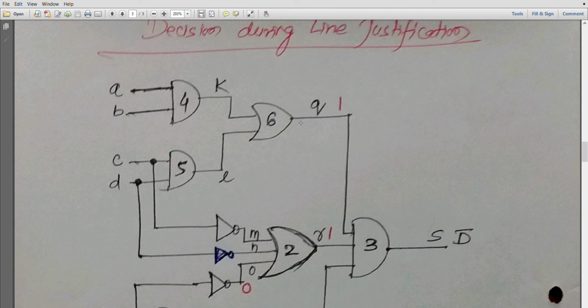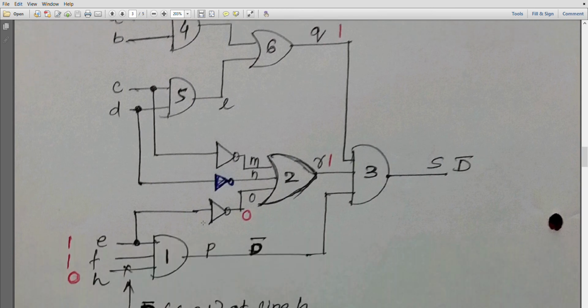Now if L equals 1, this implies that C and D have to be 1. The implication is because gate number 5 is an AND gate, so if C and D both are equal to 1, L will also be equal to 1. If C and D both are equal to 1, then M and N will be equal to 0. Now you can check here, E is already 1, and because E is already 1, this O output is 0. Because we are making C and D 1 in order to make L 1, M and N will also be equal to 0.